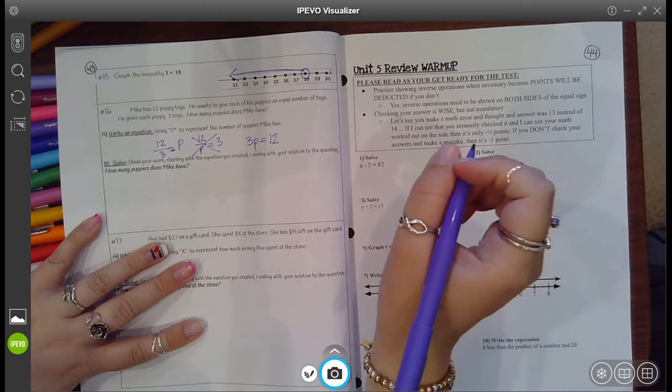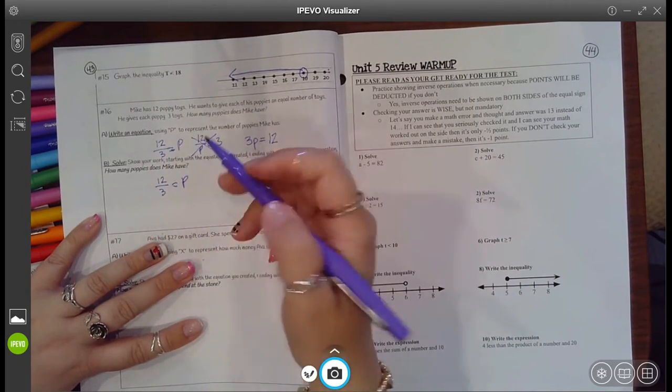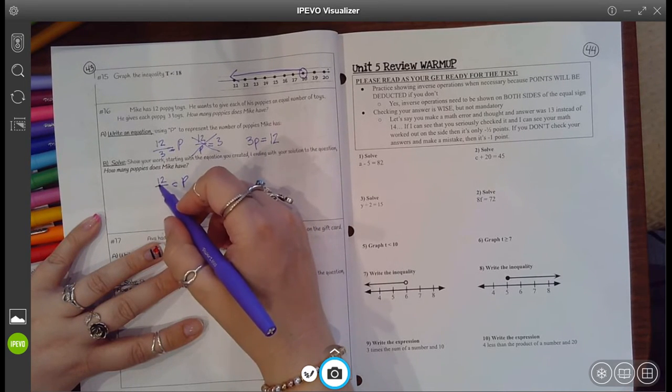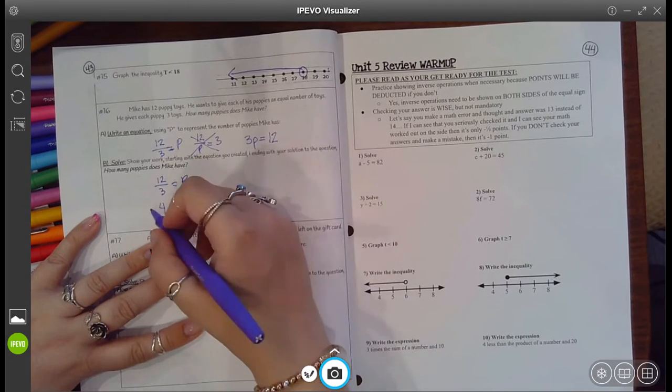Okay. So if you got this one as your equation, just simplify it. There's no isolating the variable. It's already isolated. So just simplify this side. 12 divided by 3 is 4. That means there were 4 puppies.